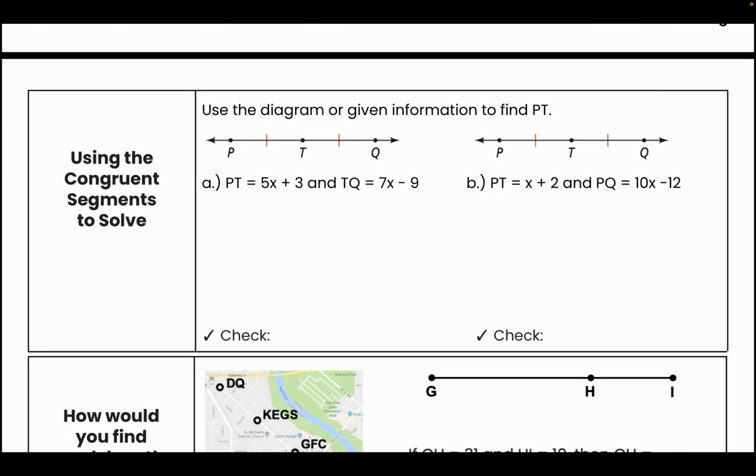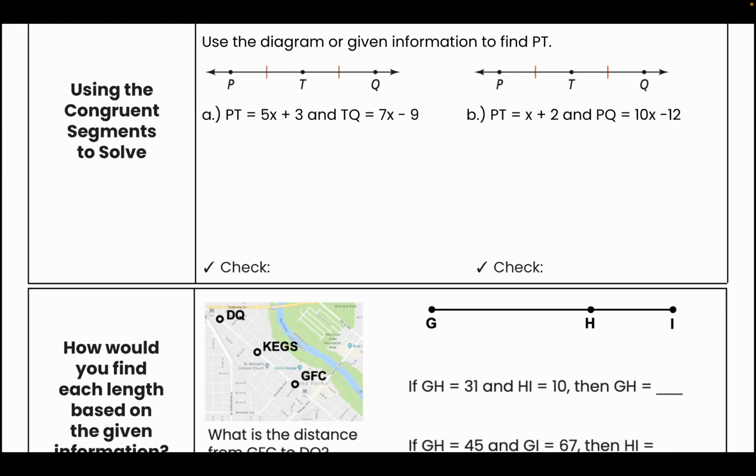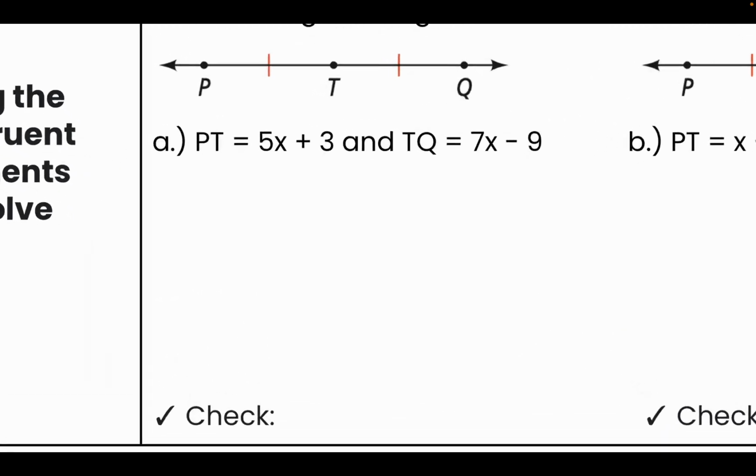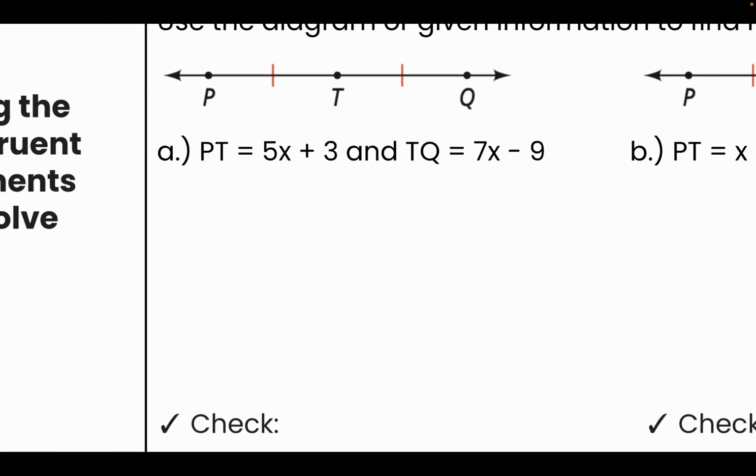Okay, flip the page. Using the congruent segments to solve. So use the diagram or given information to find PT. So PT is 5x plus 3. So on these problems, first thing you're going to do is label them. So PT is 5x plus 3. TQ is 7x minus 9. So what we know is that we have congruent segments from these marks. So congruent segments means equal lengths.